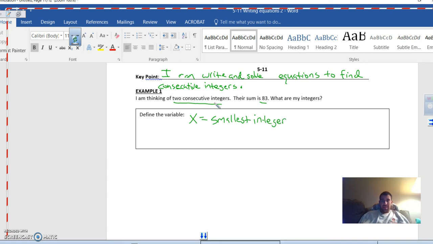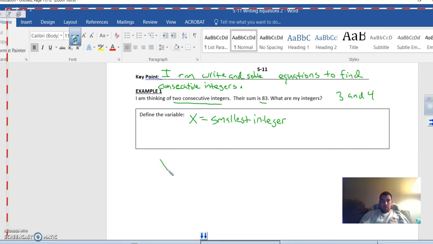What does it mean, consecutive integers? Well, consecutive integers would be something like 3 and 4. Those are consecutive integers, right? 4 is right after 3. That is consecutive. Those are right beside each other, consecutive.